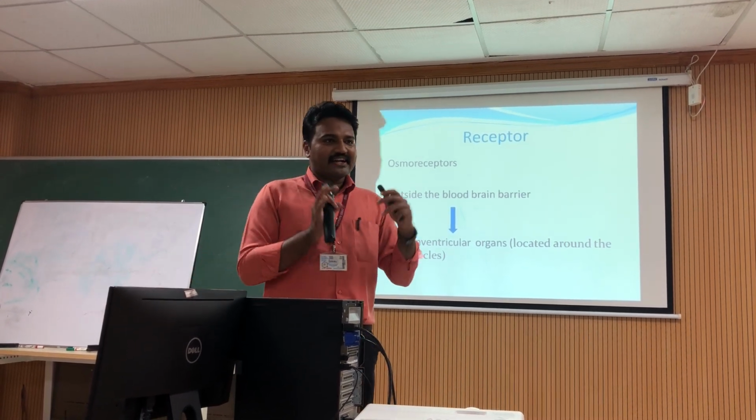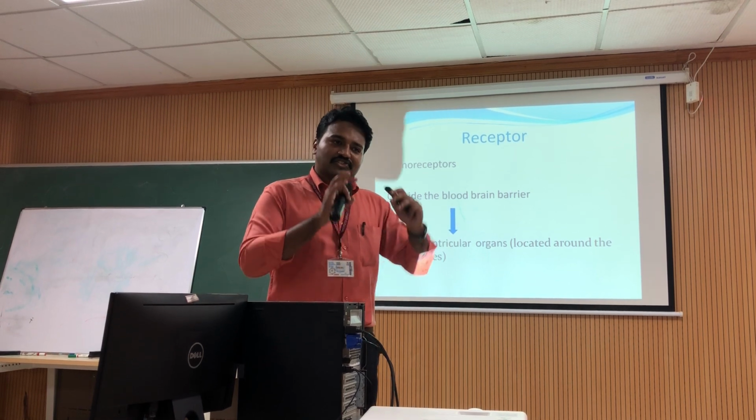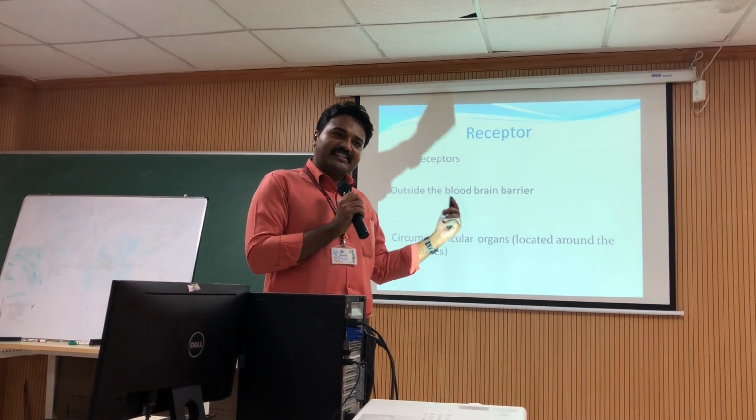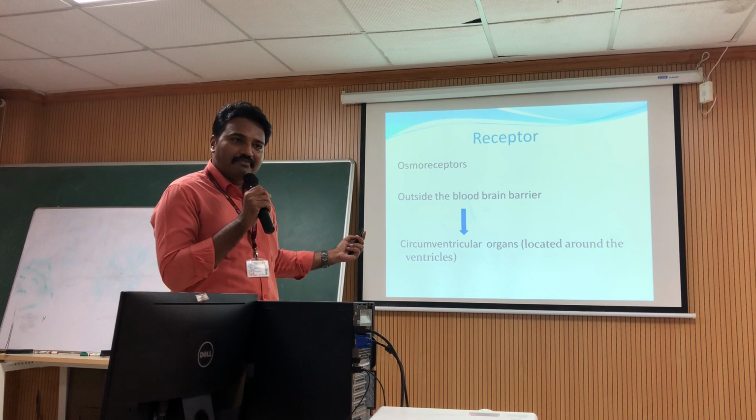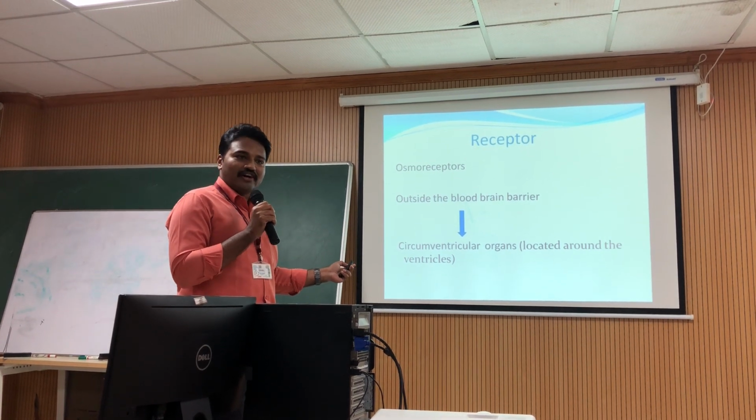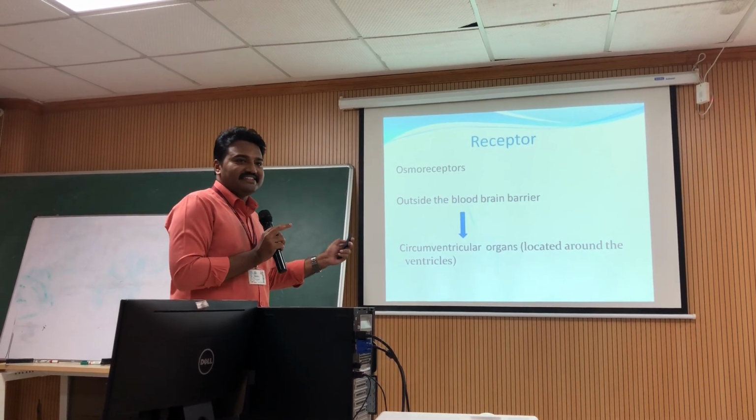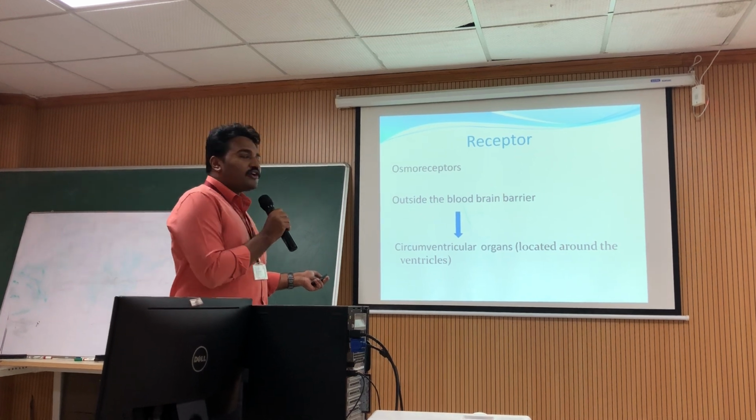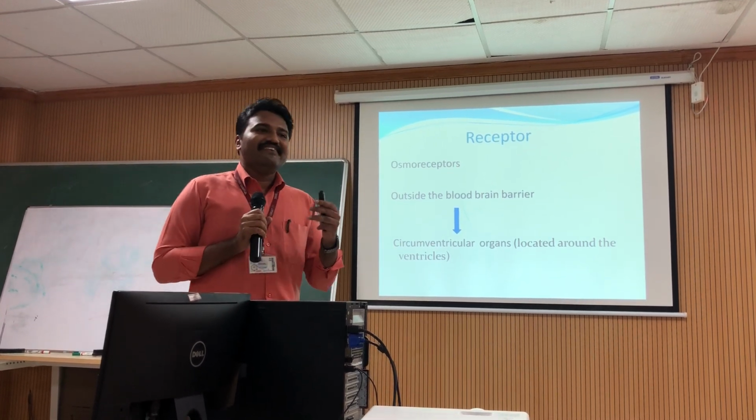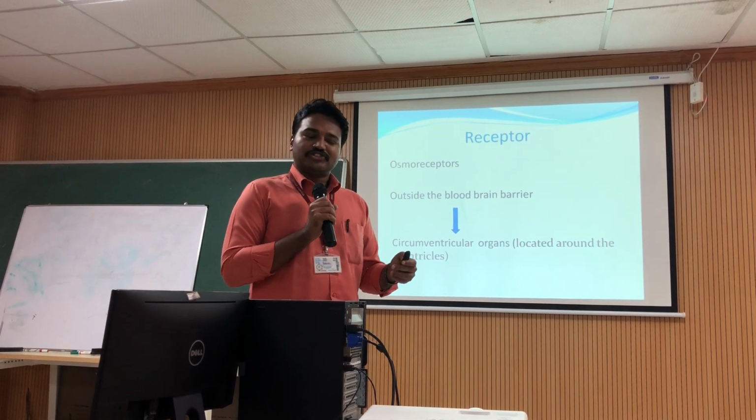So we know the third ventricle, lateral ventricle, fourth ventricle, right? Surrounding these ventricles are these osmoreceptors. That's why we call them circumventricular organs, because they are present around the ventricles. So what are all these circumventricular organs? This is a very important viva question and it should always be remembered.